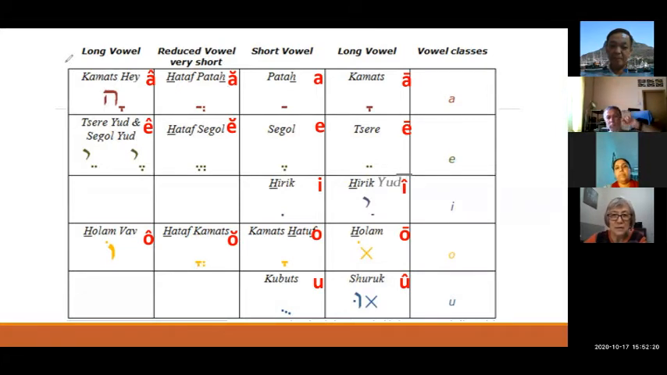Another thing is that you see here, coming back to kamats, it's at the bottom of the consonants. We have the consonant on top and then the vowel at the bottom. Okay, that's all. Thank you very much, Stephen. Pass back to you.